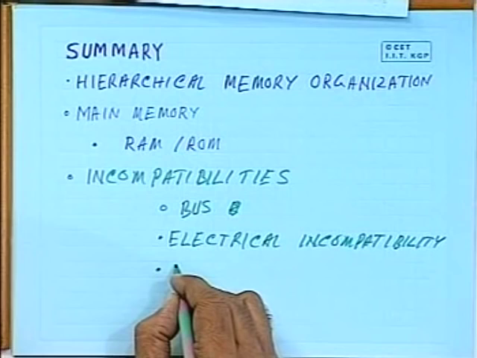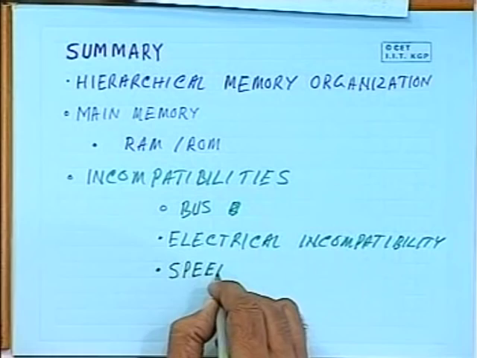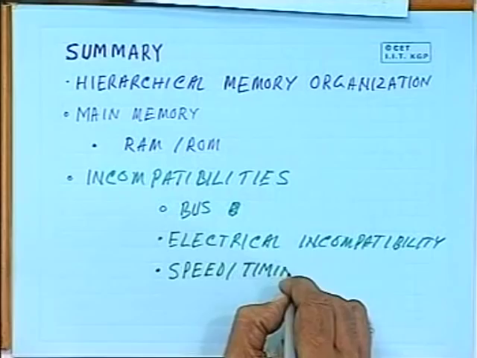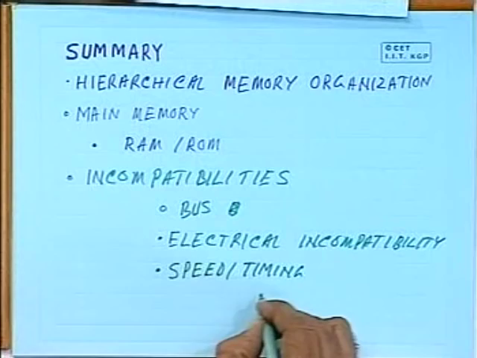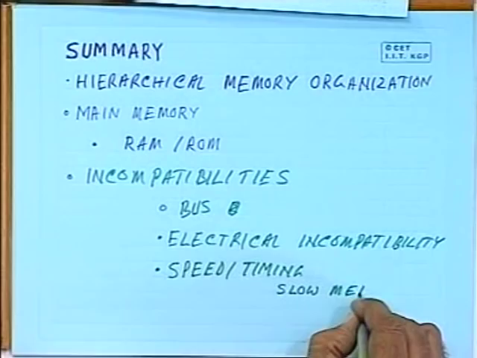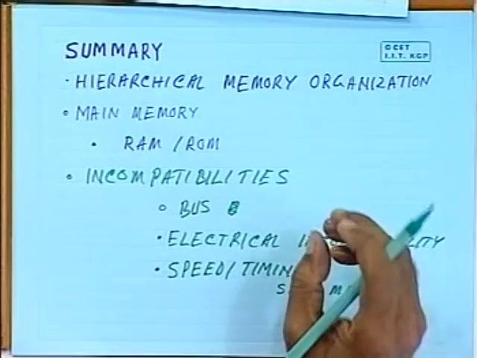Finally, we have discussed the speed incompatibility, which can also be considered as the timing incompatibility, where we have seen that if the processor is not compatible with the memory devices, then we can use wait cycles, and we can generate wait cycles with the help of additional hardware so that the slow memory devices can be interfaced to the microprocessor. So these are the topics which we have covered so far on memory interfacing.